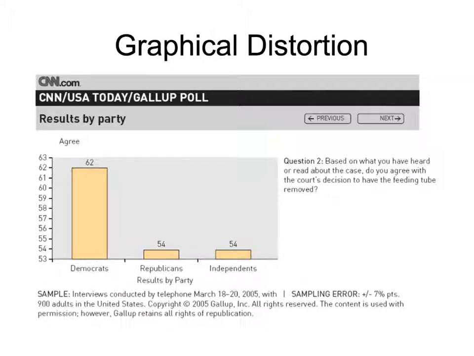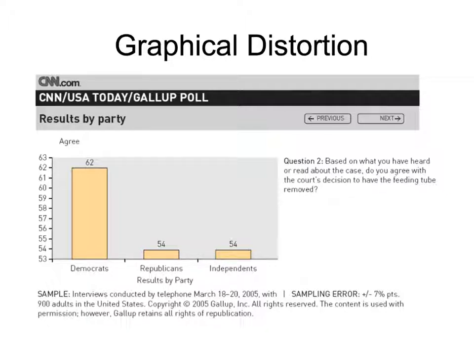and it's reported by Gallup. It's very important that graphical displays provide this type of information. And the question was, do you agree with the court's decision to remove the feeding tube from a patient whose name is Terry Schiavo? She was in a vegetative state for a number of years, and there was conflict between her husband, who wanted to remove the feeding tube, and her parents, who did not want to remove the feeding tube. So they asked, do you agree with the court's decision? And then they categorized based on political party.